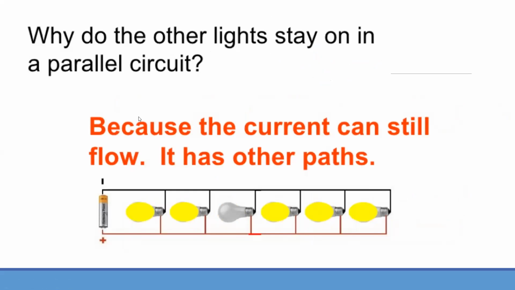Now, why do the other lights stay on in a parallel circuit? Because the current can still flow. It can still flow. We have many paths now. It has another path to enter.